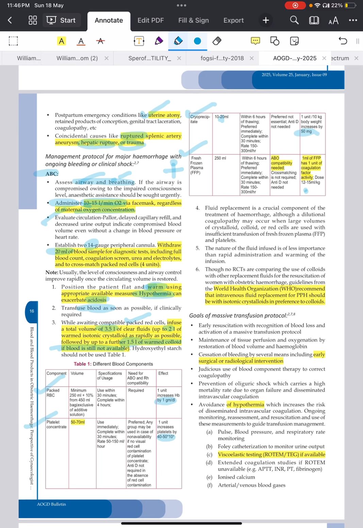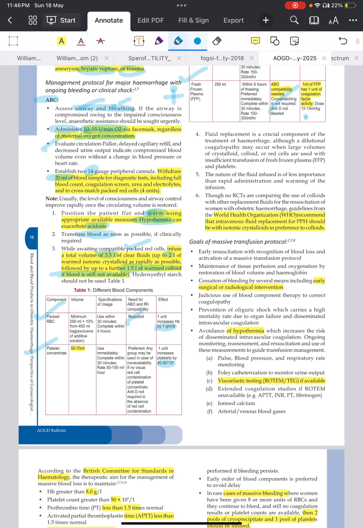So for PRBC, you need ABO compatibility. Even FFP needs ABO compatibility. Okay. Then WHO recommends that IV fluid replacement for PPH is isotonic crystalloids. Compared to colloids, crystalloids are best.